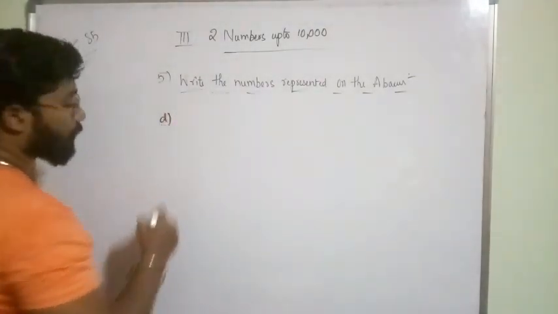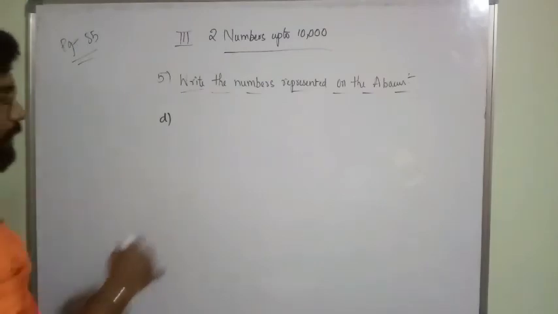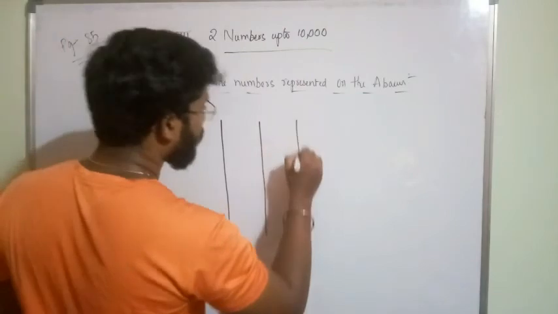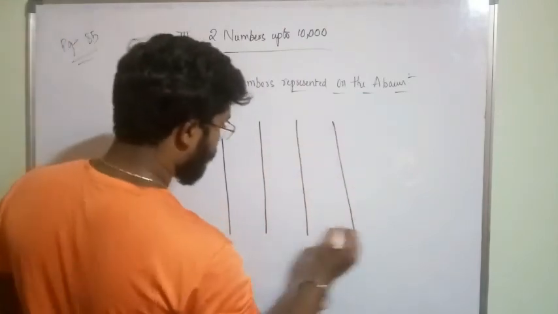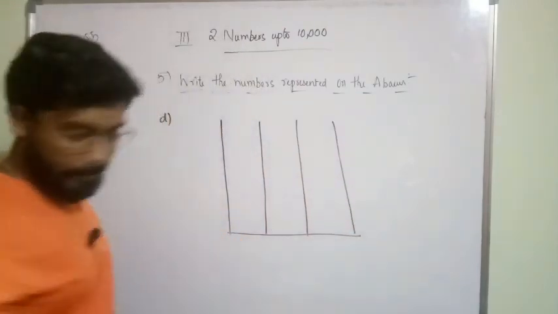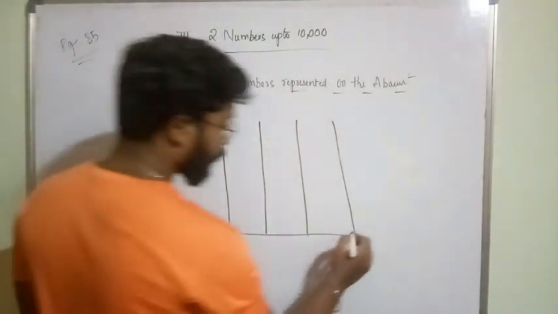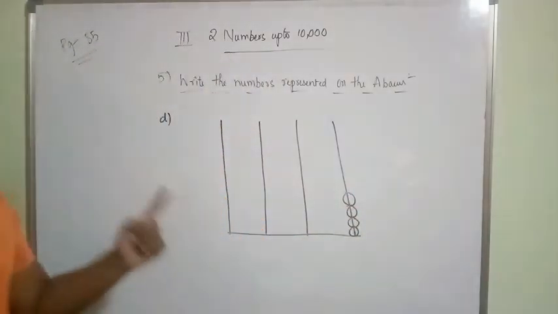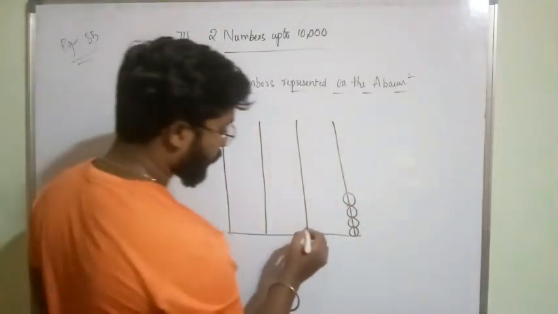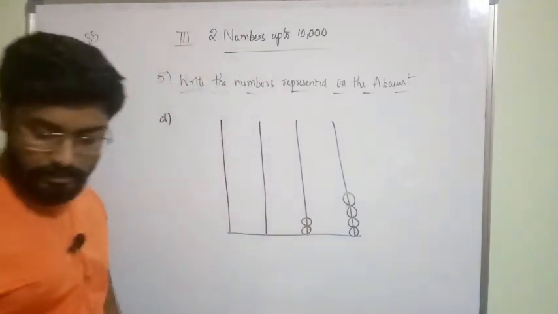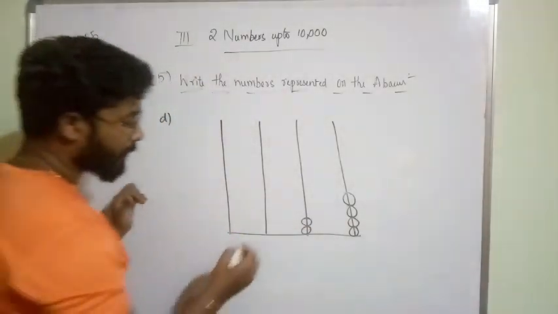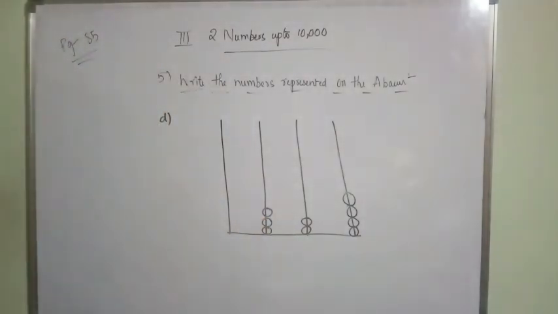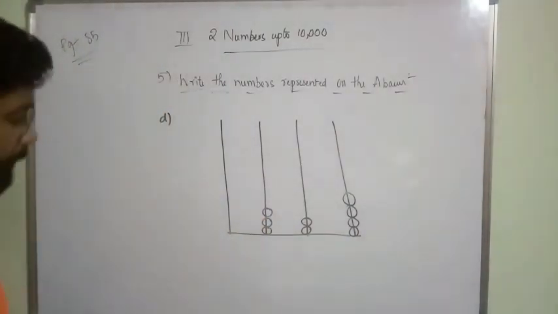D. So next one also you are having 4 digits. 4 rods means 4 digits only, no? Yes. So this is 4. In ones rod you are having 4 beads. In tens rod you are having 2 beads. In hundreds rod you are having 3 beads. In thousands rod you are having 3, 3, 3. 9 beads.